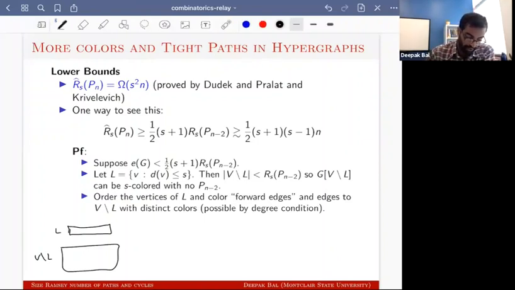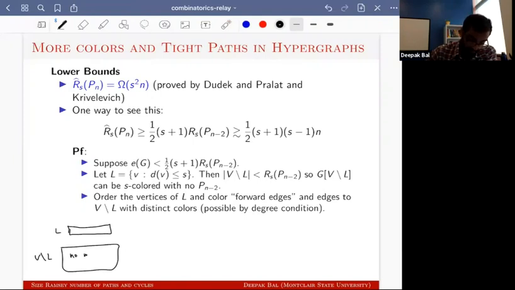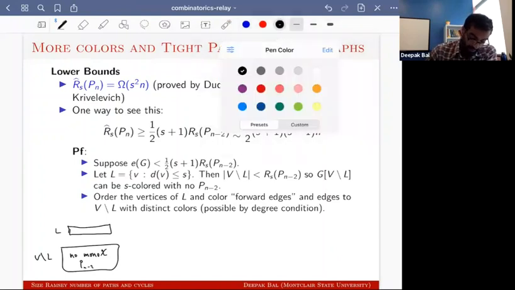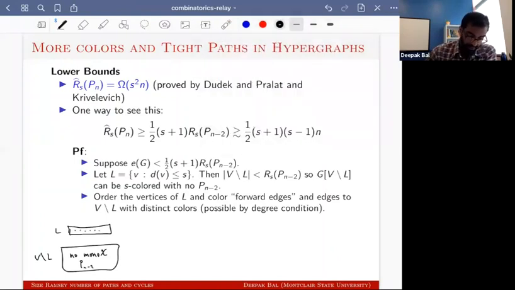So no matter what the edges look like inside of here, one can color the graph induced on V minus L so there's no monochromatic Pn minus 2. And then you can take the vertices in L and order them arbitrarily and color them in such a way that the forward edges and the edges to V minus L all receive distinct colors. What do I mean by that? Forward edges meaning edges going forward within L and edges going to here.